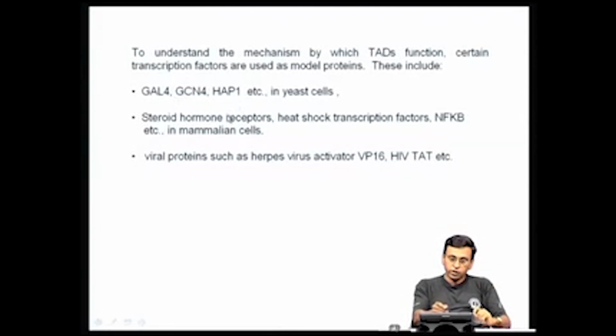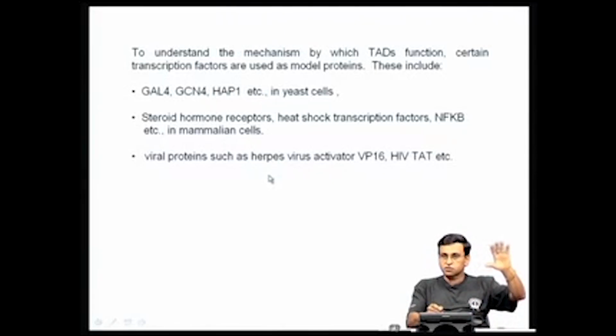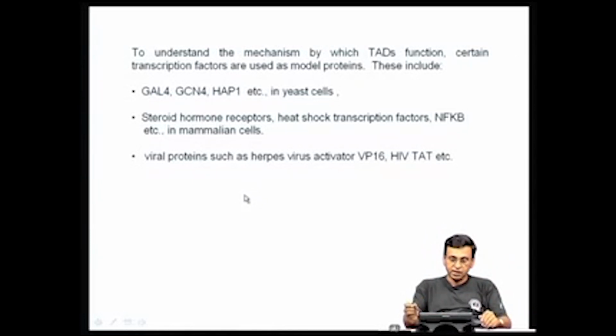The transcription factor GCN4 plays a very important role in this general amino acid control. Similarly, there is a protein called heme activated protein. Just like in the case of steroid hormone receptors, where the steroid hormone acts as an activator, in yeast there is a protein called heme activated protein, or HAP1, whose activity is modulated by heme. Heme binding to this transcription factor modulates its activity. Some of these transcription factors were used as model systems to understand the mechanism by which their transactivation domains function. When you come to mammalian cells, the classical examples have been steroid hormone receptors, heat shock transcription factors, and nuclear factor kappa B. Some of these proteins we have already discussed very briefly in the previous class, and these again have been taken as examples to understand the mechanism by which some of these transcription factors activate transcription.